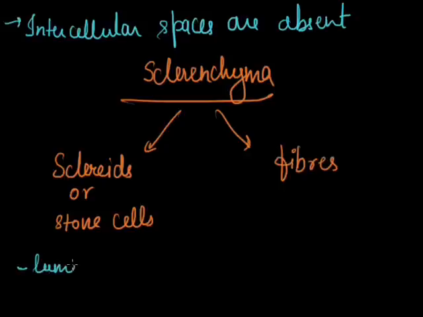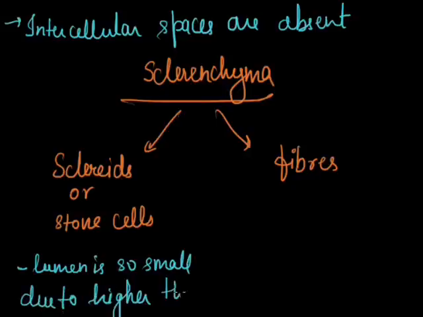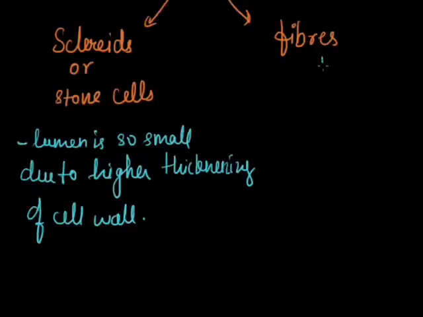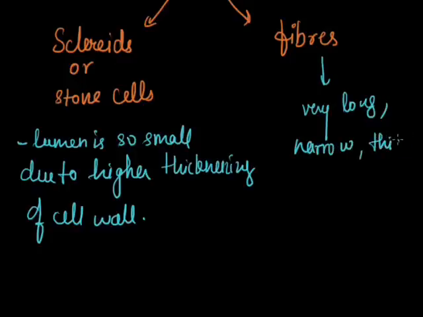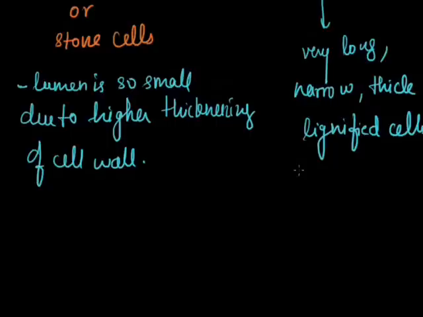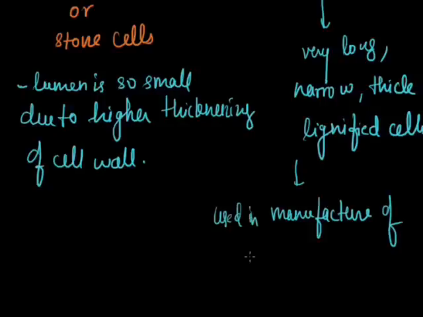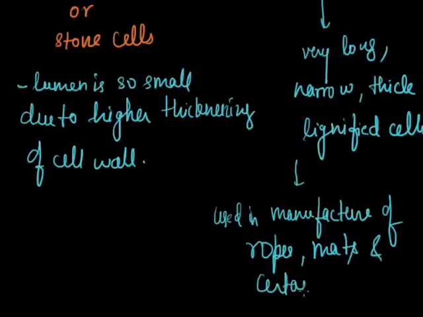In sclerites, the lumen is very small due to higher thickening of the cell wall. And fibers are very long, narrow, thick, lignified cells, and they are used in the manufacture of ropes, mats, and certain textile fibers.